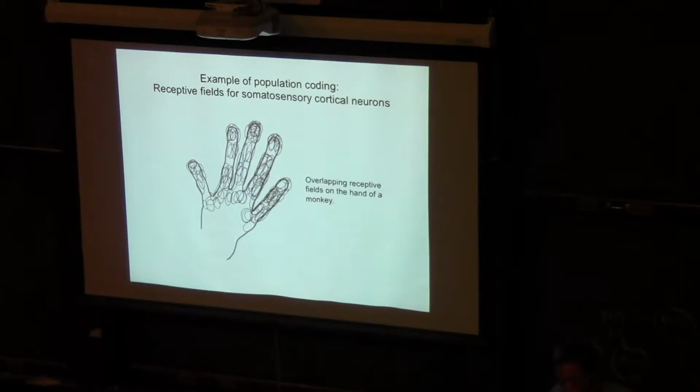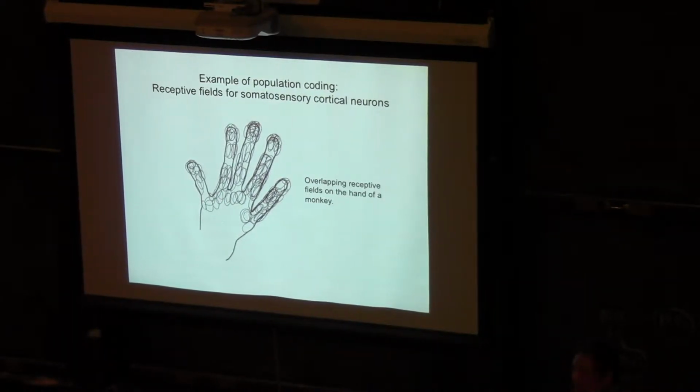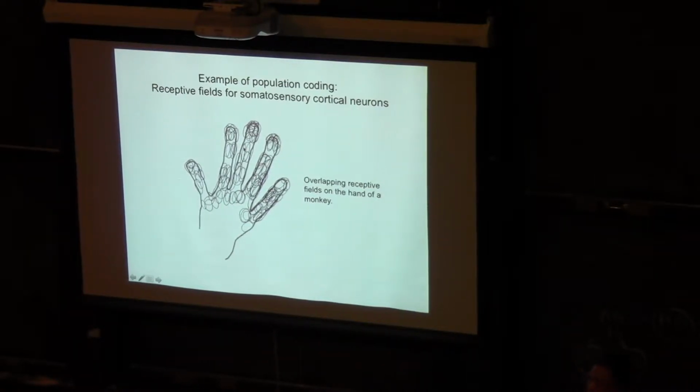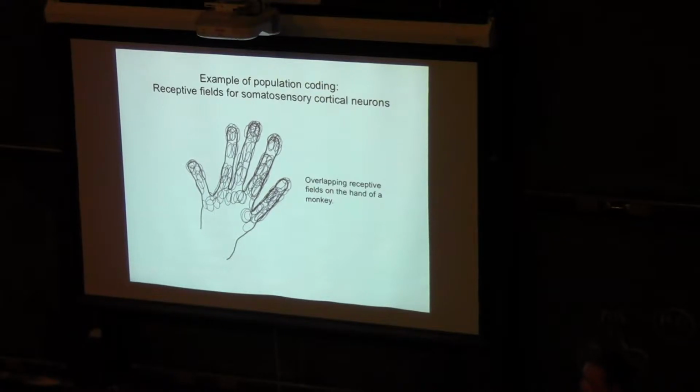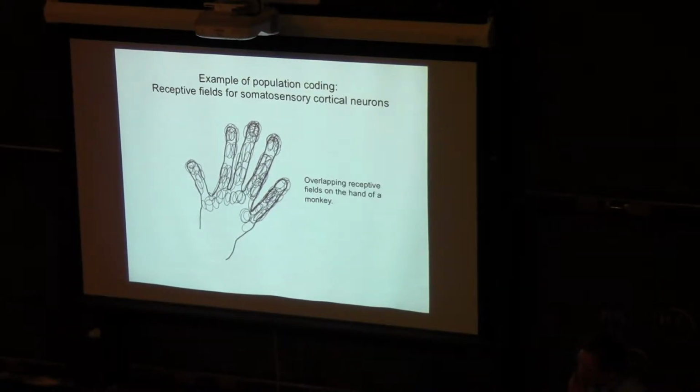There's another example in the somatosensory system. This is a monkey's hand, very long, looks like an alien. The ovals here mean the receptive fields of a neuron in the somatosensory cortex. Basically when you touch the skin, only when you touch inside the receptive field are you able to drive that neuron. If you touch outside, the neuron doesn't care. That's the receptive field, similar to vision.